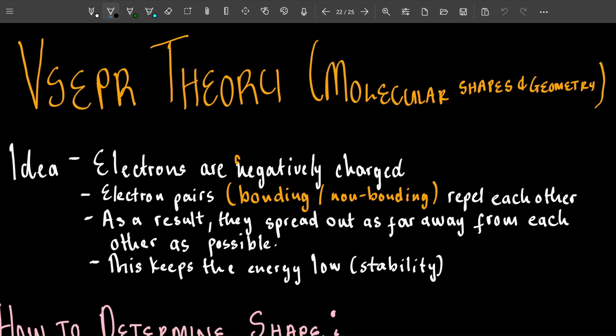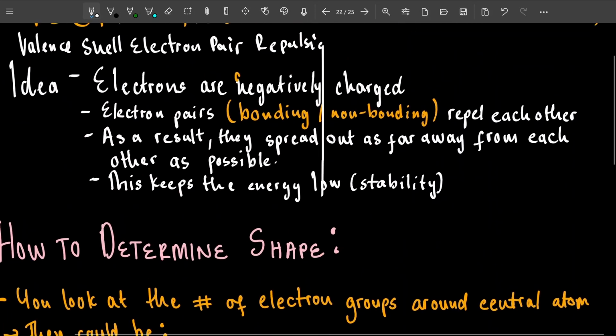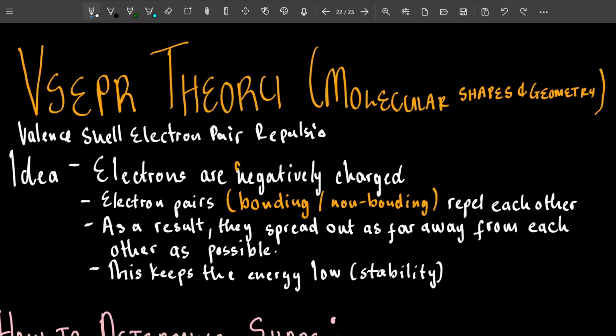Now, VSEPR theory, VSEPR, stands for valence. Okay, I forgot to put that. Let me put it. It stands for valence shell electron pair repulsion. Okay, that's what VSEPR stands for. It's an acronym. So we say the valence shell electron pair repulsion theory, or we can just say the VSEPR theory.